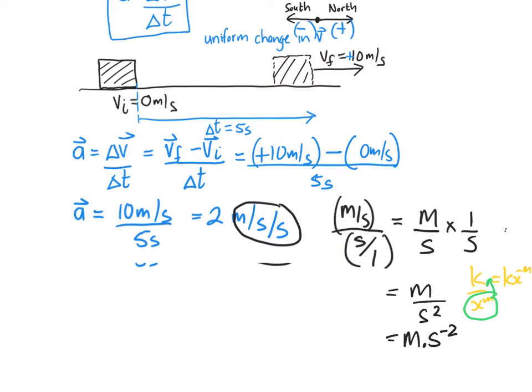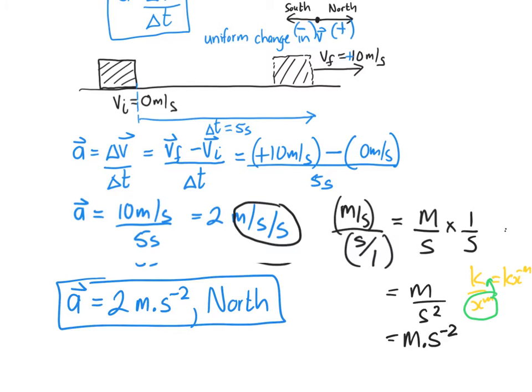So looking here now, we're not quite finished. Because acceleration is a vector quantity, we need to specify a direction. So this is 2 meters per second squared, or meters times second to the minus 2, in a northerly direction. And that would be the complete answer.